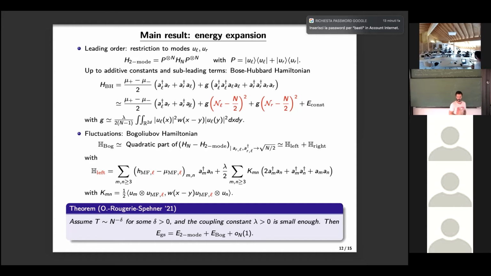So when you say that T, I mean, you choose L to make sure that T is of order n to the minus delta, you really want delta to be small, otherwise. Yes, if delta is too large, then the two-mode term just disappears. If delta is larger than 1, then that term is in the remainder. Yes.